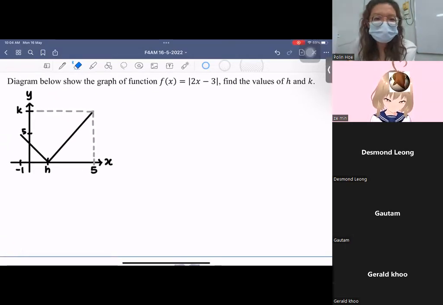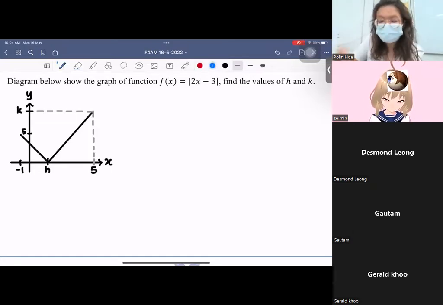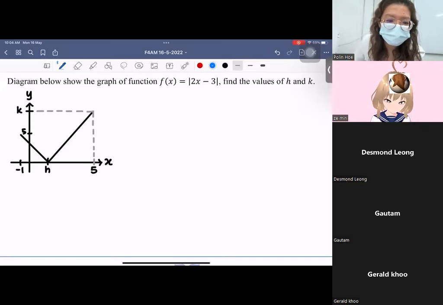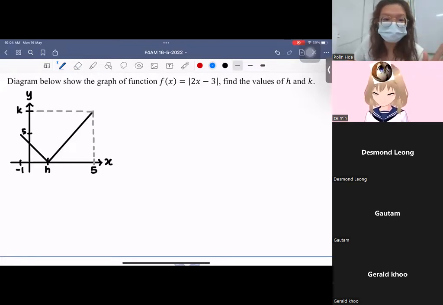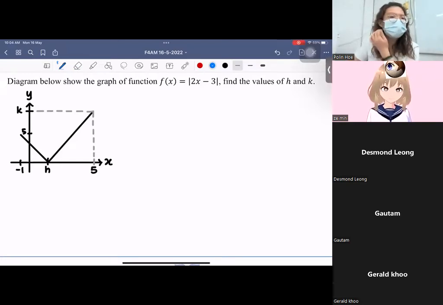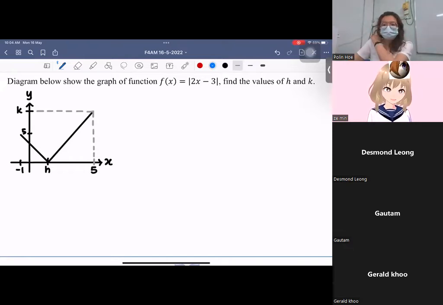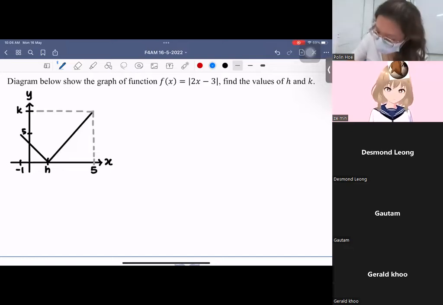The diagram shows the graph of function f(x) equals 2x minus 3. Find the values of k and h. I'm not sure whether your teacher will test you on something like this or not. Because actually this whole set of paper, all the questions are my own; I created them myself. I never got them from any reference book. Anyway, it is still easy. f(x) equals 2x minus 3.